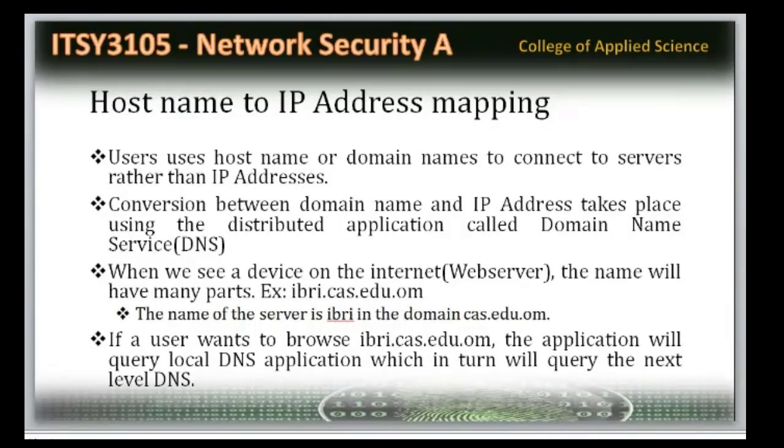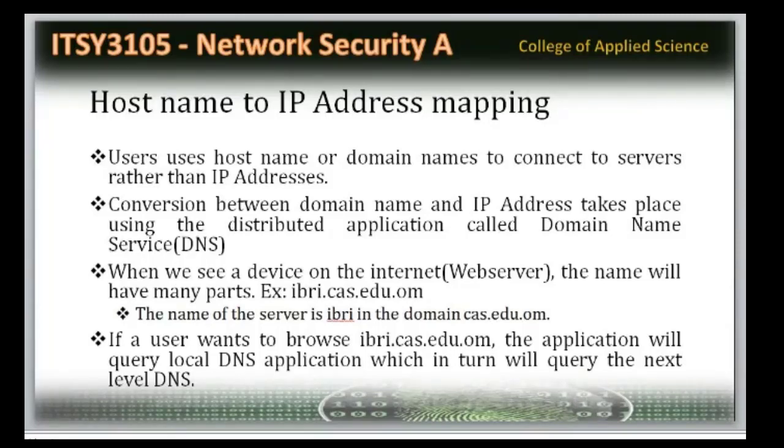Now we are going for the next one. So what is the next one? Host name to IP address mapping. You might have heard about the DNS concept. Okay, you already studied about the DNS, domain name service. So what exactly is the DNS machine going to do? The DNS machine is going to map, that is the correct word, mapping, the IP address and domain name.